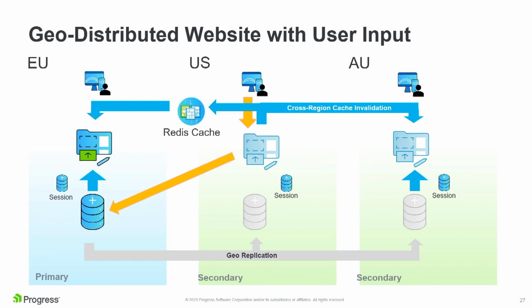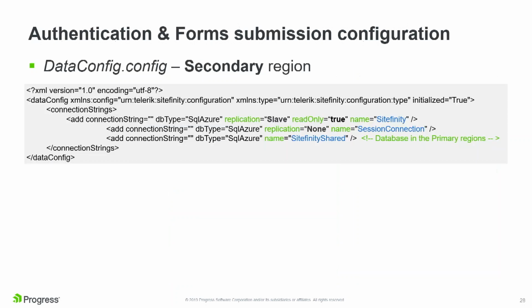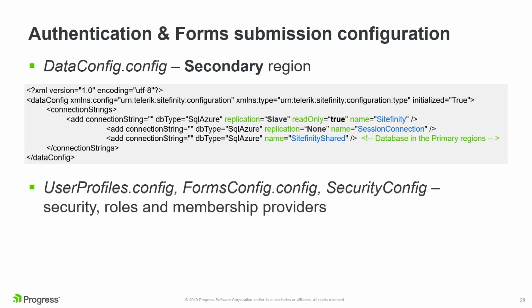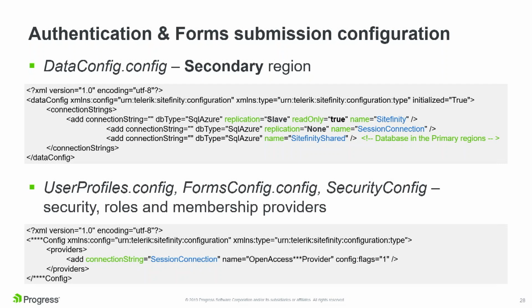So what are the configurations that need to be done to enable that setup? First thing to consider is to add an additional connection string to the secondary regions. That connection string should link to the master database in the primary region. In that way, the master database can be shared between the primary and secondary regions. And then the other thing that needs to be configured is that all providers that need to persist some data in the master database should be configured to use the specified connection string.